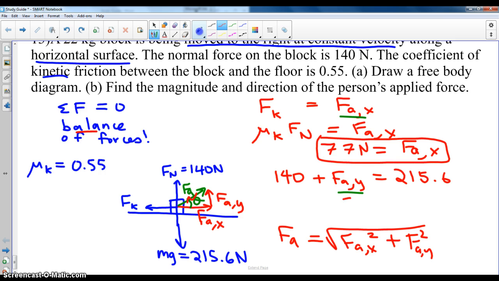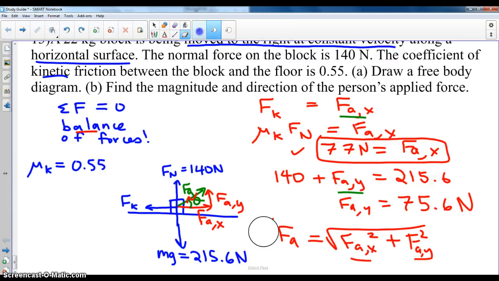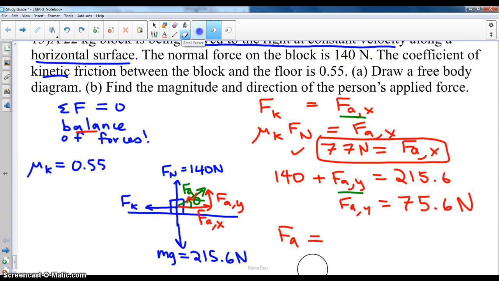Fay we easily solve for. You subtract 140 from both sides. Minus 140. And that's a 75.6. So you use this equation. You find Fa. Easy. I don't need to do it, but I will. And so it's the square root of 77 squared. Right? Fax is 77, so I put 77 right there. And then here I put 75.6. And I get, when I square root it all, Fa equals 107.9, or I'll just call it 108.